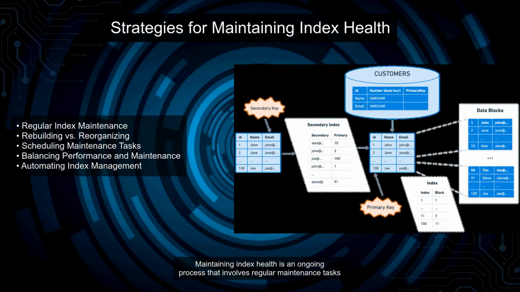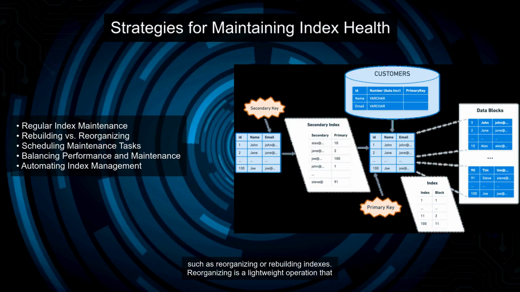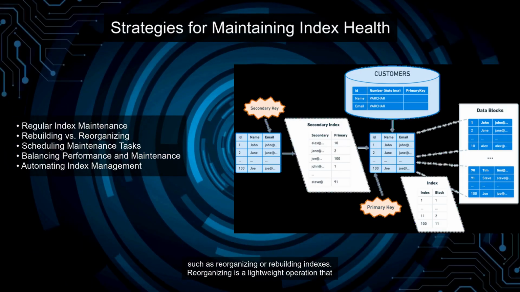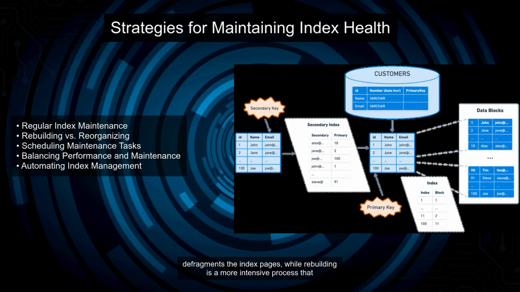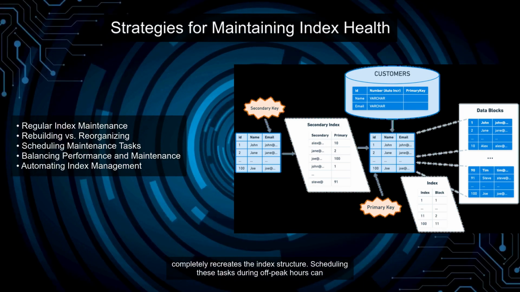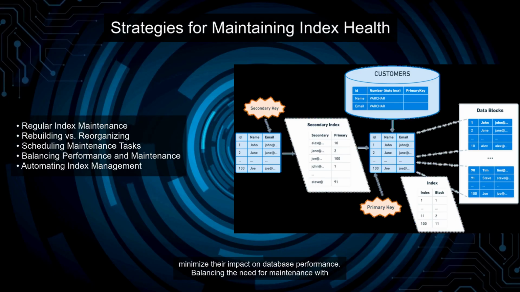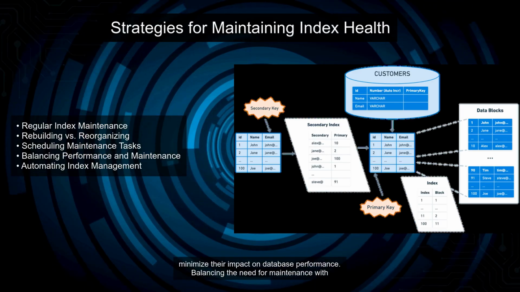Maintaining index health is an ongoing process that involves regular maintenance tasks such as reorganizing or rebuilding indexes. Reorganizing is a lightweight operation that defragments the index pages, while rebuilding is a more intensive process that completely recreates the index structure. Scheduling these tasks during off-peak hours can minimize their impact on database performance.